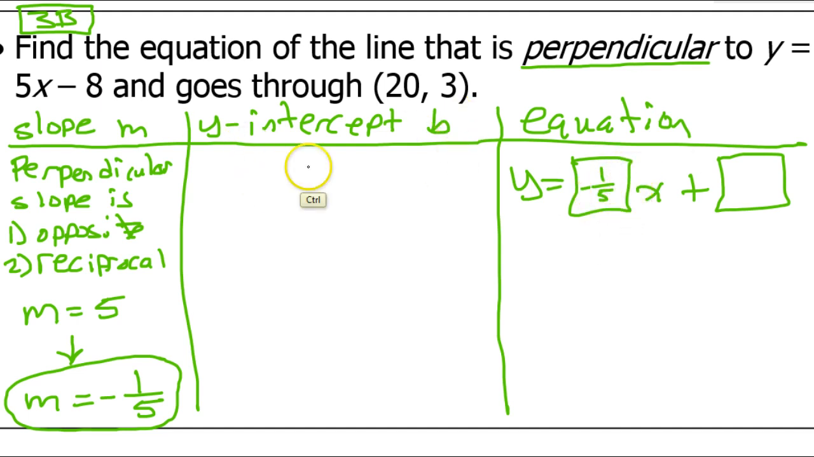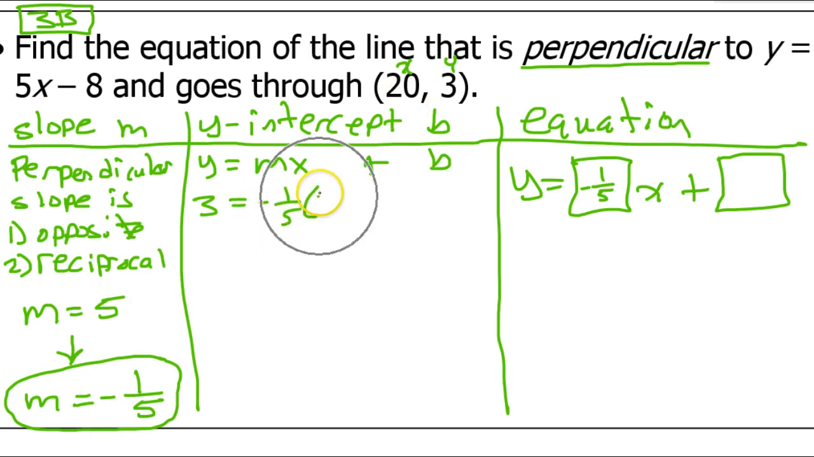All right, now finding the y-intercept is like we always do. We have y equals mx plus b, and we're looking for b. Again, this is going to be my x and my y. So since y is 3, I'm going to lead with that. 3 is equal to, and the slope is -1/5, and x is 20, plus b. I'm looking for b.